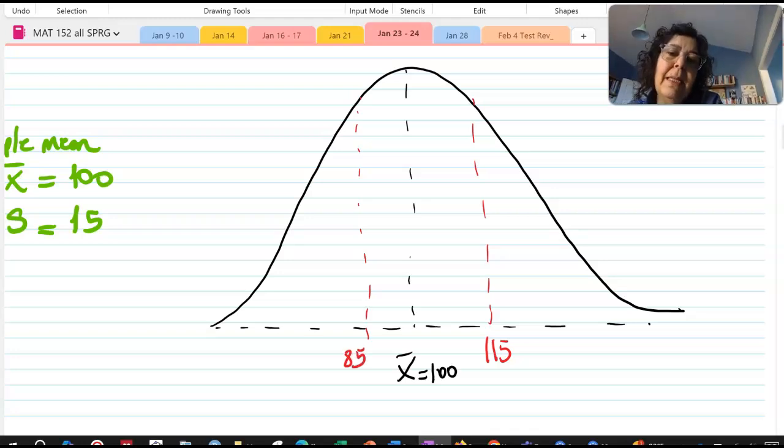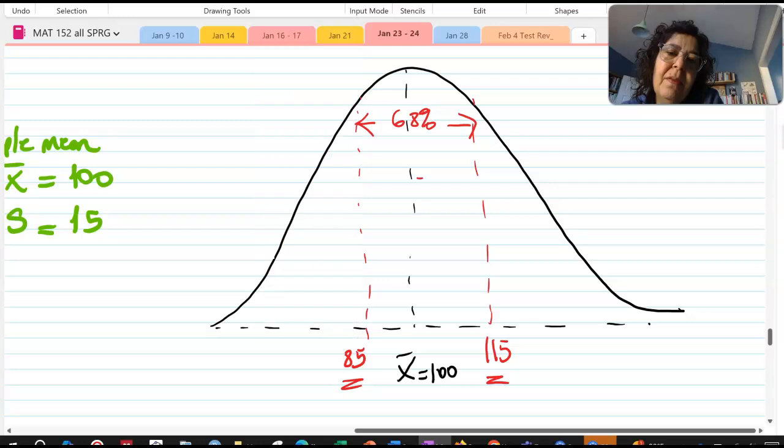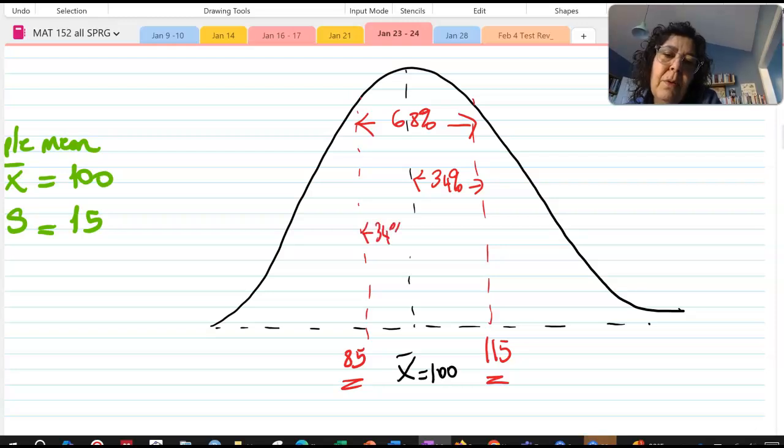So it means that 68% of the people have IQ scores between 85 and 115. So now we put it in context. Now I want to talk about something else. Because this red corridor is 68%, and because the mean cuts the distribution into two halves, we can comfortably say that this portion will be 34%, and this portion will be 34% also.